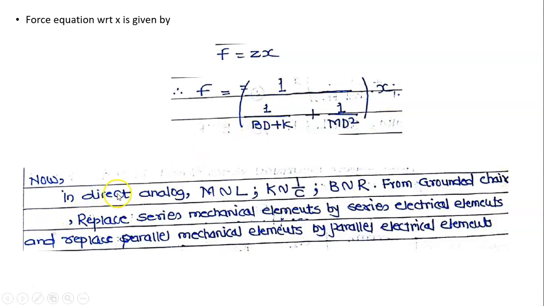Now in direct analog, mass is equal to inductor. The spring constant K is equal to 1 upon C, that is capacitor, and the damping coefficient B is equivalent to resistance R. Therefore from the grounded chair representation, what we have to do is replace series mechanical elements by series electrical elements and replace parallel mechanical elements by parallel electrical elements.